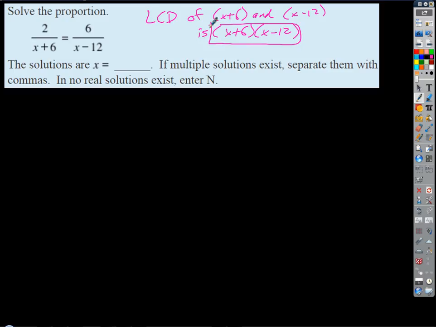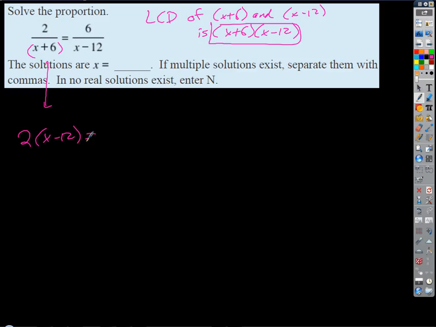Now, if I multiply the left side by that product, what's going to cancel? What would cancel if I multiply 2 over x plus 6 times x plus 6 over x minus 12? Everybody agree the x plus 6's would cancel? Yes. Okay, so on this side then, the only thing left on the top would be the x minus 12 and the 2, right? The x plus 6's would have canceled, so I would have gotten this. We good?